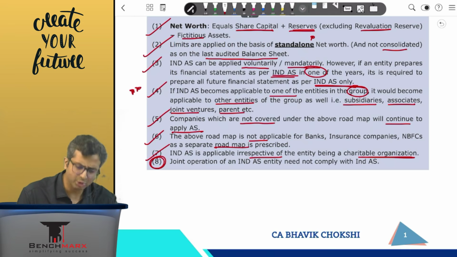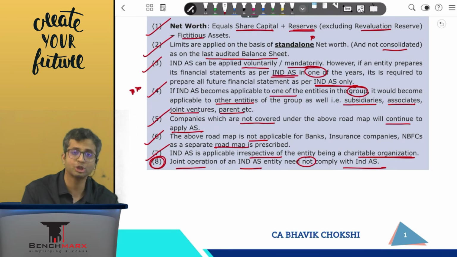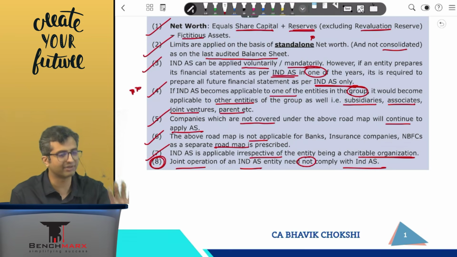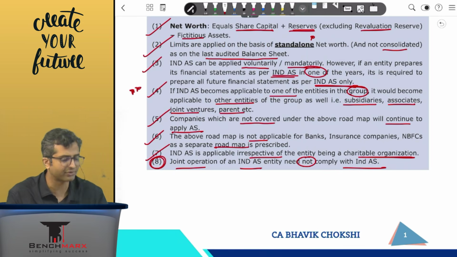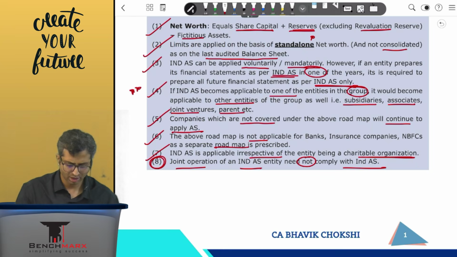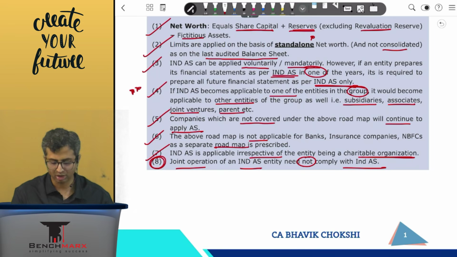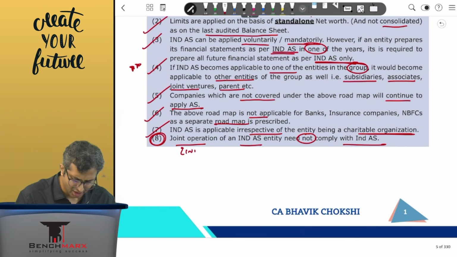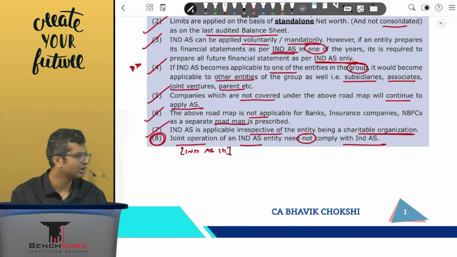Achha, this point you will circle up. You will not understand it right now, you will do it later. Joint operation of an Ind AS entity need not comply with Ind AS. You don't know what a joint operation is. Joint venture you probably know, but joint operation is something different. We will study it later when you do Ind AS 111. So for now, keep that aside. Joint operation may not be covered under Ind AS.